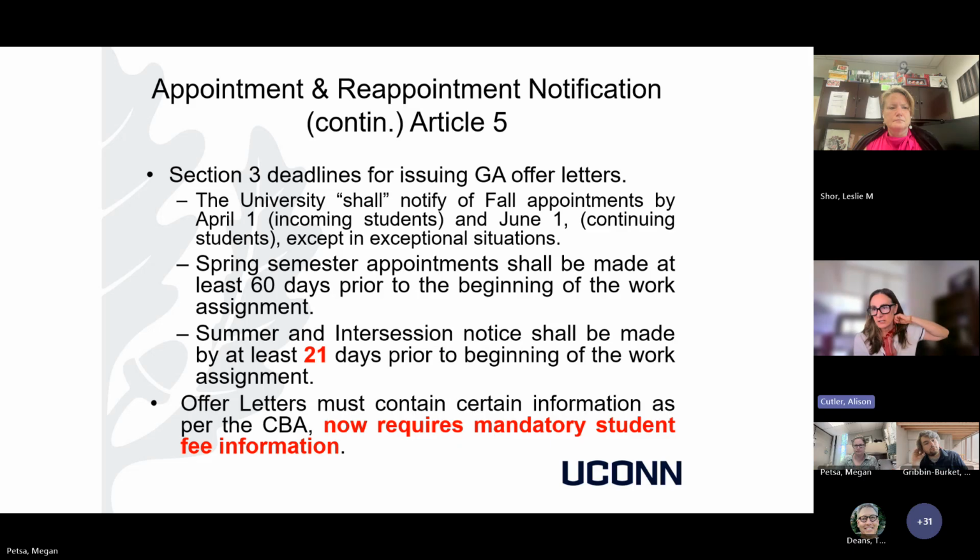All the deadlines for issuing offer letters are going to remain the same in the new contract, except for the summer intercession. And they should be made at least 21 days prior to the beginning of the work assignment. There is an exception for exceptional circumstances, but I think we really need to try to get those offer letters to our GAs as soon as possible. And I already talked about the mandatory student fee information. Go to the next slide.